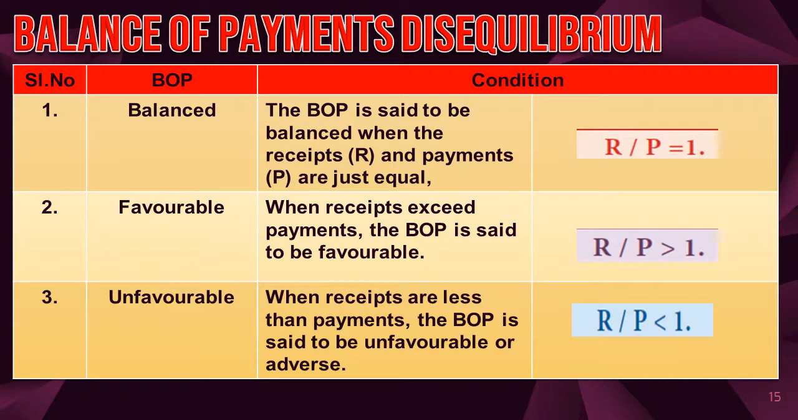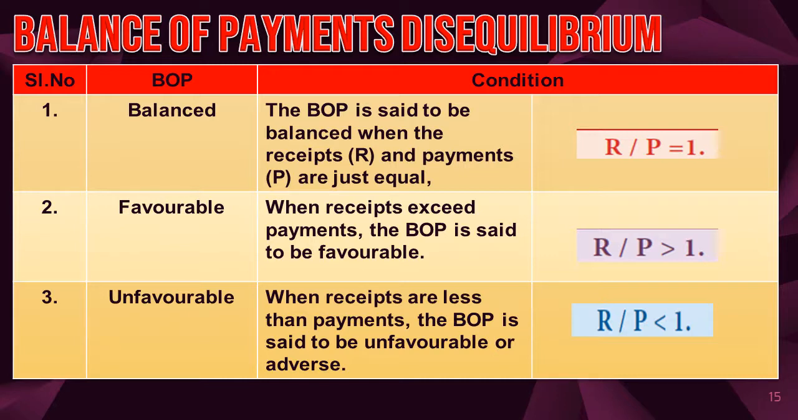Balance of payments disequilibrium. This balance of payment can be classified as balanced, favorable and unfavorable. When can you say that balance of payment is balanced? The BOP is said to be balanced when the receipt R and payment P are just equal. That is, the income and the expenditure both are equal, then it is balanced. Receipt R and payment P should be equal.